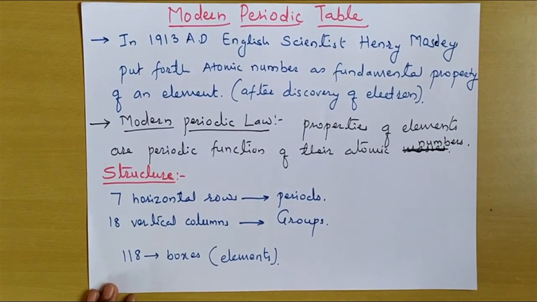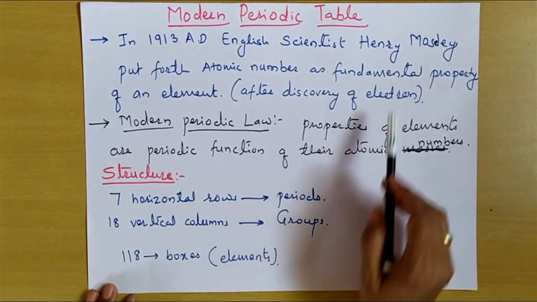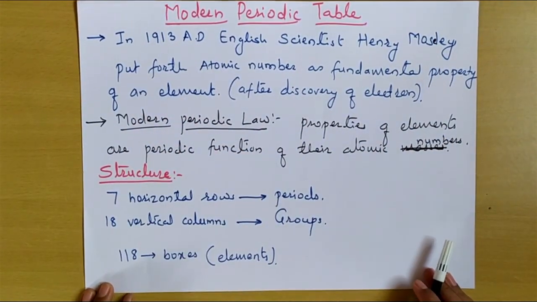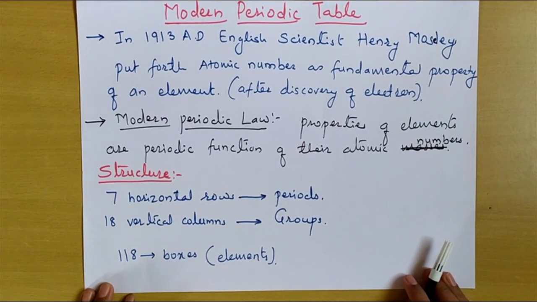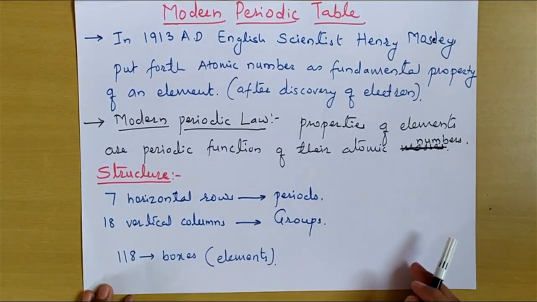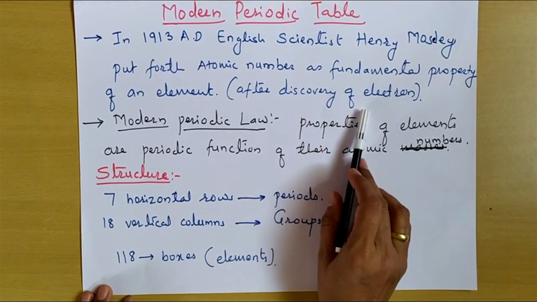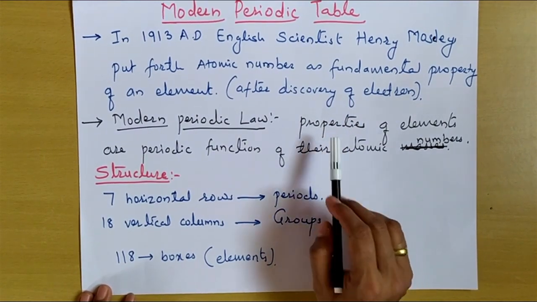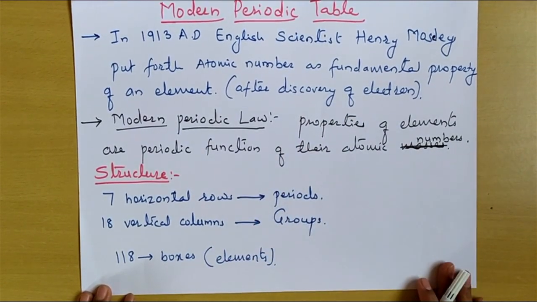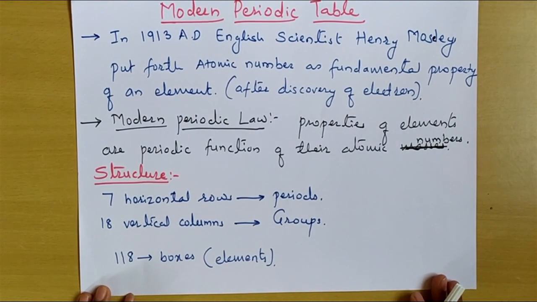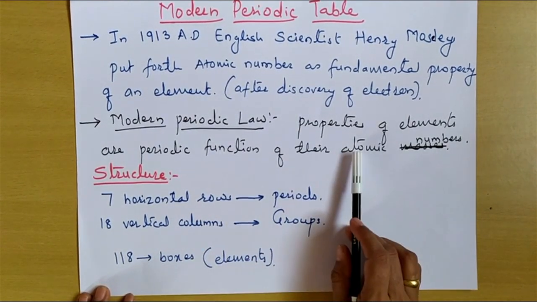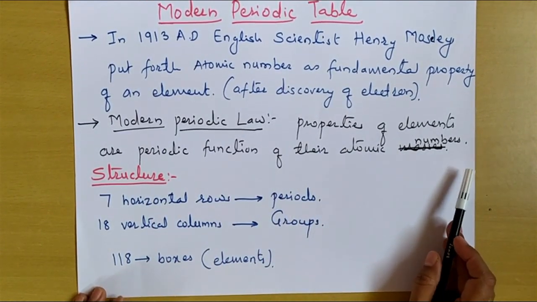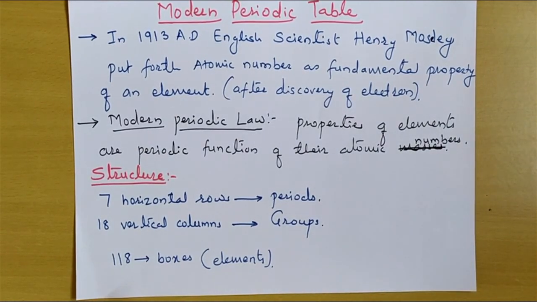Now the modern periodic table was given by the English scientist Henry Moseley in the year 1913 AD. Here he considered atomic number as the most important fundamental property of an element, because the discovery of electrons was done afterwards, and so instead of atomic mass, atomic number was considered the fundamental property of an element. So the modern periodic law states that properties of elements are a periodic function of their atomic numbers.